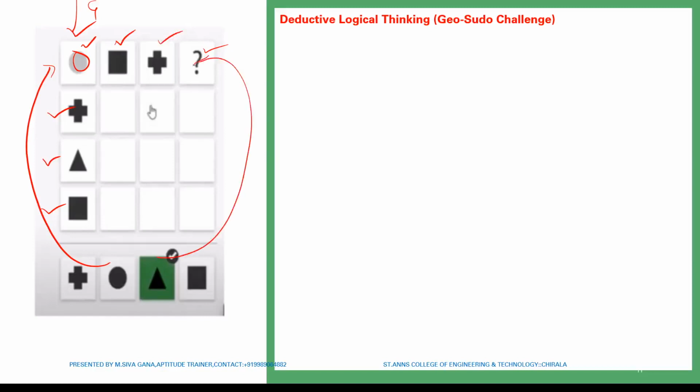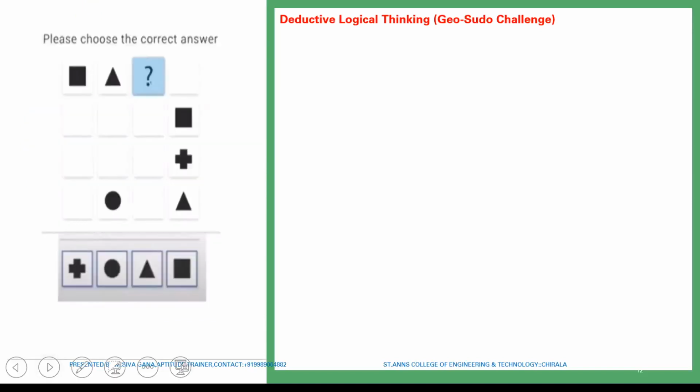So you need to drag triangle to fulfill the conditions that all rows and all columns should be of different shapes. Each row and each column of different shapes, right? Answer for this particular question is rectangle, triangle. Now the next. Till now we have seen 4 by 4 grids. Let us see one more question on 4 by 4 grids.